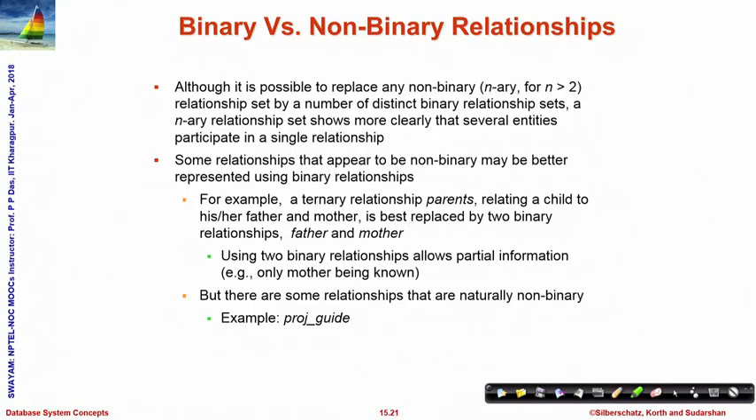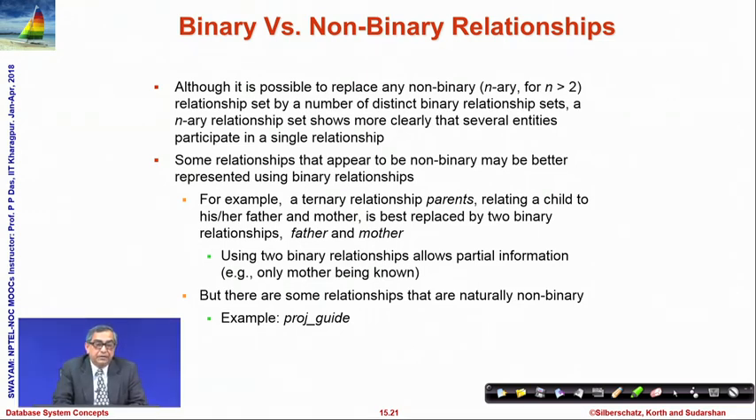So, there are certain trade-offs which can be made between the choice of binary and non-binary relationships, but obviously there are certain relationships which are inherently non-binary. For example, the project guide example we have seen: the project guide information cannot be decomposed without certain loss of information to be represented by, say, a relationship between the instructor and the project, and another relationship between the student and the project.